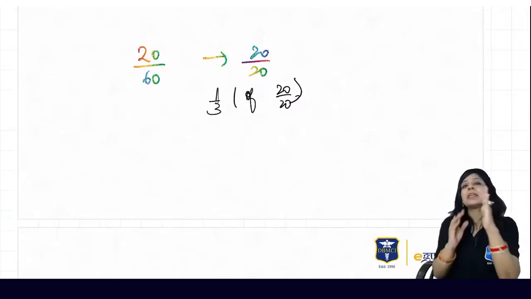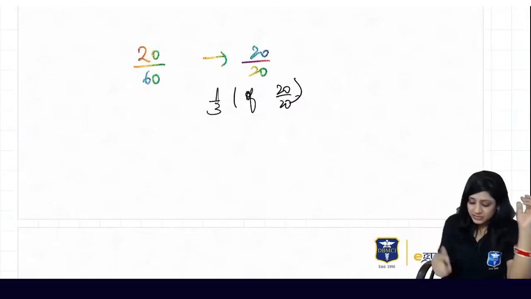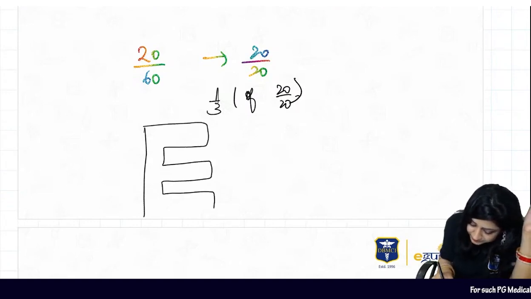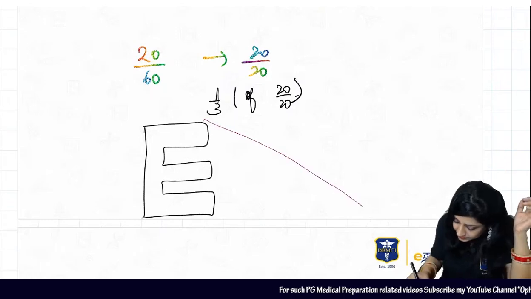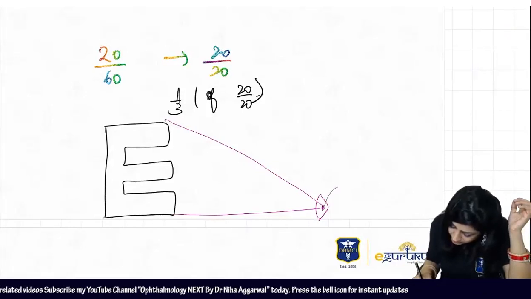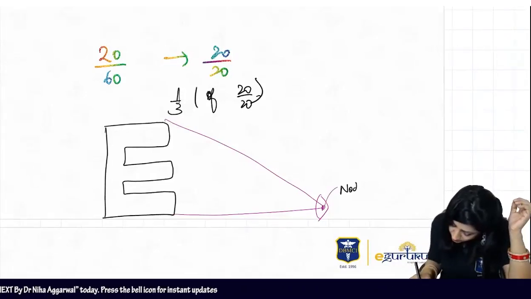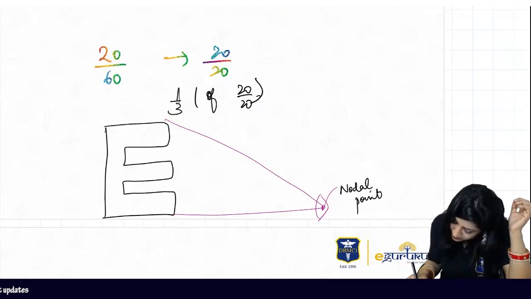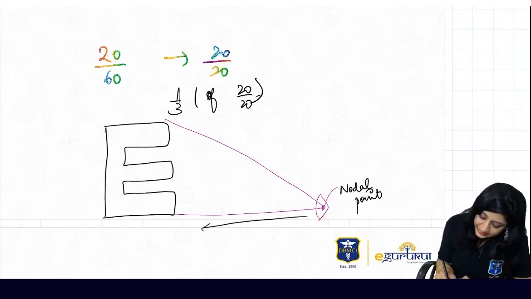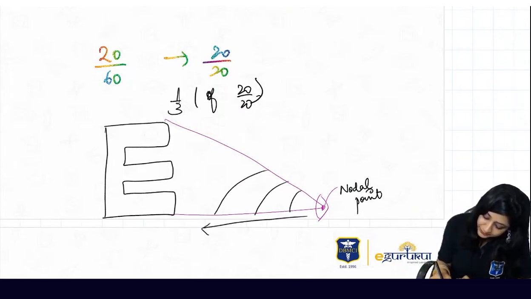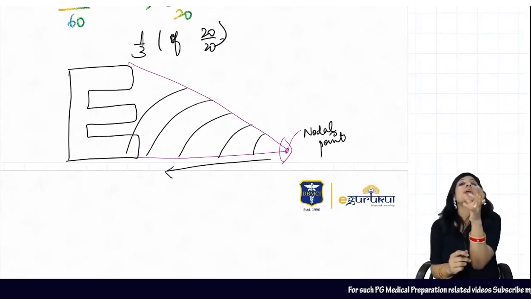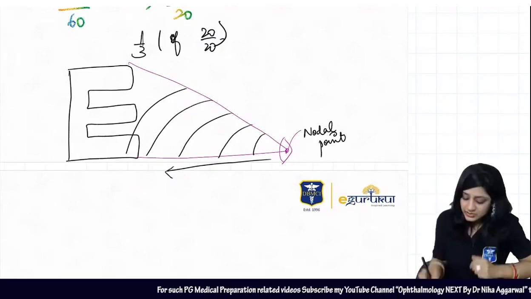Okay? That means the person is seeing the larger letter. Larger letter means he requires a larger angle. It is like this. And this is your lens and this is your nodal point. Nodal point is the center of the lens. So this child is actually seeing the larger letter. As you go nearer to the letter, you are seeing a larger angle. That means if this child wants to read 20 by 20, he has to come closer.